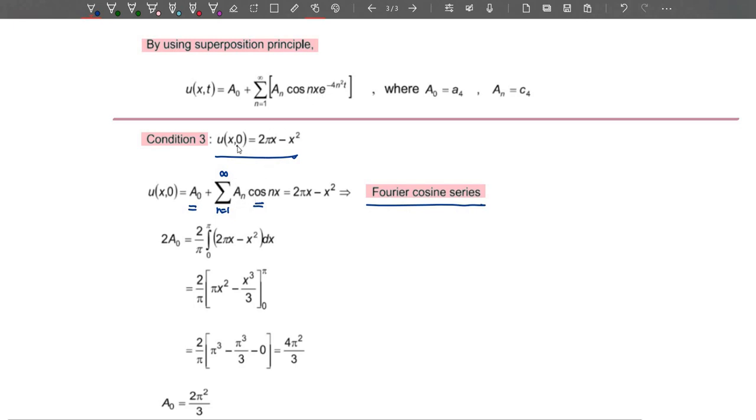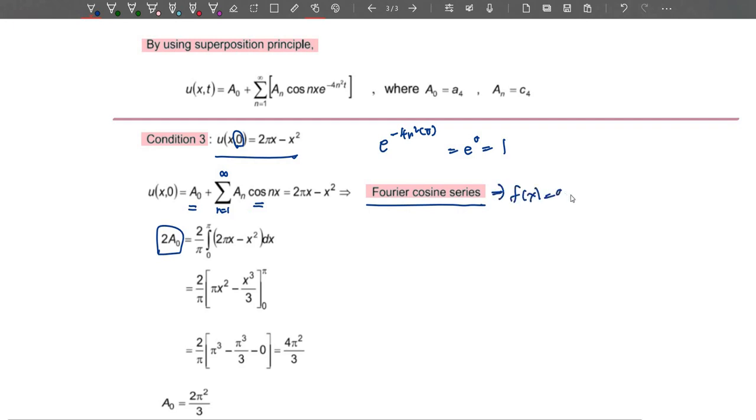Why is it this one just left with this? Because we substitute t equal to 0. Exponent -4n squared times 0 is equal to exponent 0, which is equal to 1. So it's just going to be A_n cos nx. And here to calculate for A naught, it will be 2A naught equal to 2 over π, integrate from 0 to π, 2πx minus x squared with respect to x. Why do we have 2A naught? Remember the formula for Fourier cosine series that we have learned previously.